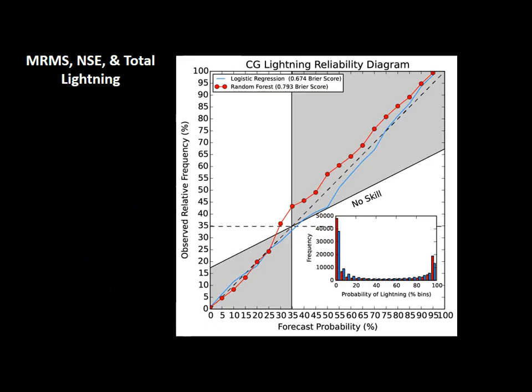So looking at some of the results, here's a reliability diagram. On the y-axis, we have the observed relative frequency, and on the x-axis, we have the forecasted probability. The dashed black line is the 1-to-1, so that's your ideal perfect world. The red line here is the random forest, and we also ran this through a logistic regression just to compare. And then we have a histogram here that shows the number of storms and which probability bins they were binned up into. Here we had a Brier skill score of 0.793.